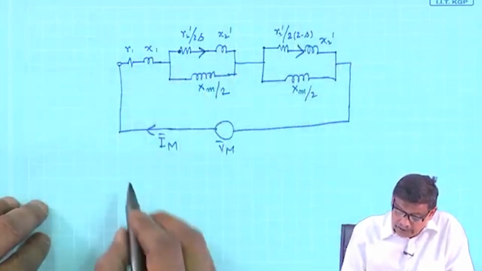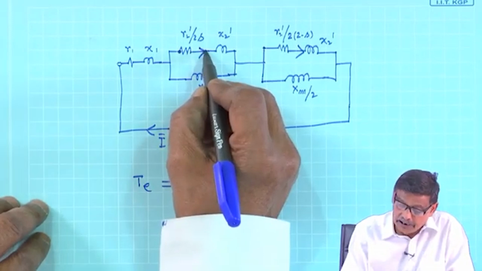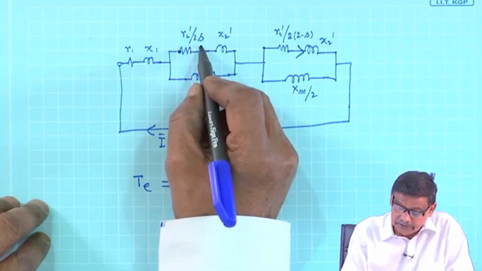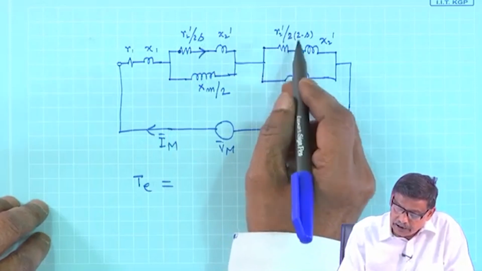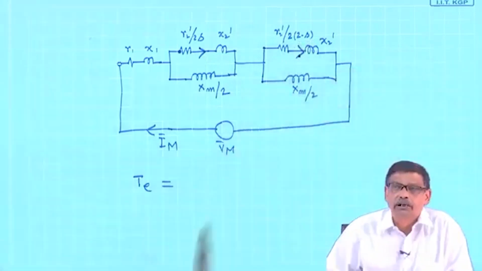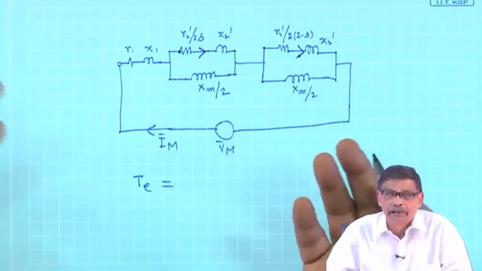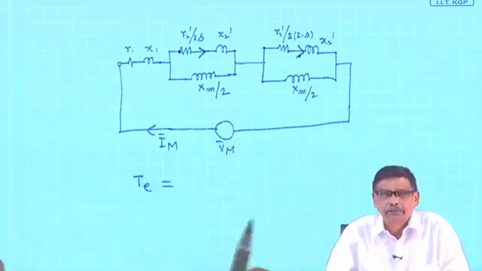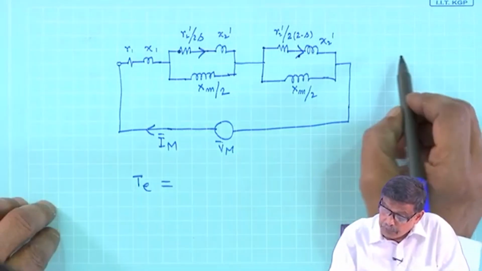Now you know the value of this slip. Then the total torque will be this current squared into R2 dash by 2s, minus this current squared into R2 dash by 2 into (2 minus s). It is no point in telling per phase equivalent circuit. This is the equivalent circuit of the machine. One phase, after all, is there, and it is for which machine?